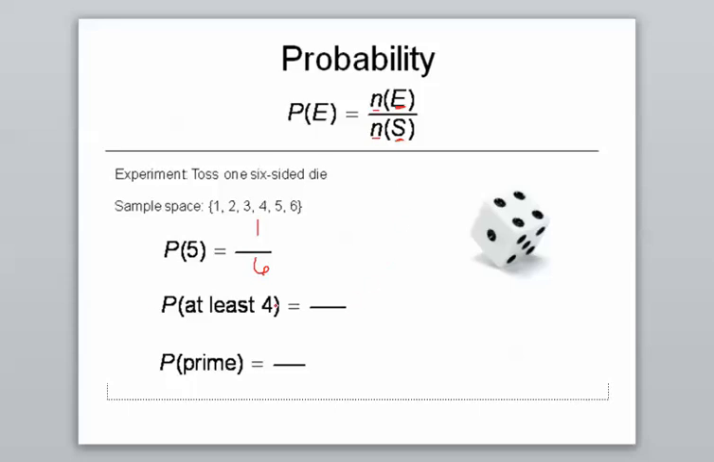So what's the probability of at least a 4? Well, if it's at least a 4, that means it's either a 4, a 5, or a 6. So there are 3 of those out of the total 6, or a 1/2, 50-50 probability. What's the probability of it being a prime number? Well, our prime numbers in this situation are 1, 2, 3, and 5. 4 is not prime and 6 is not prime. So we've got 4 possibilities there, so it's a 4 out of 6 probability, or a 2/3 probability.